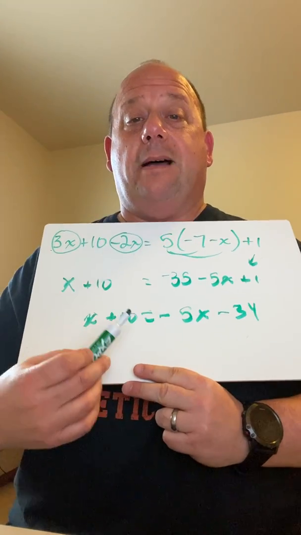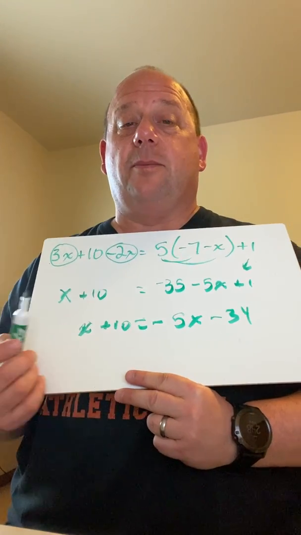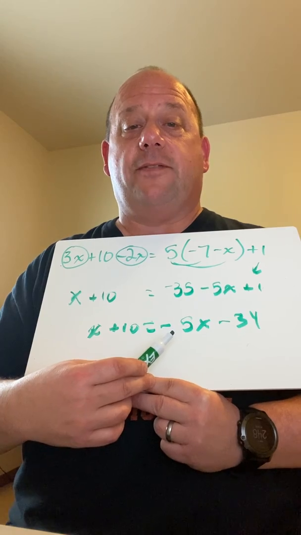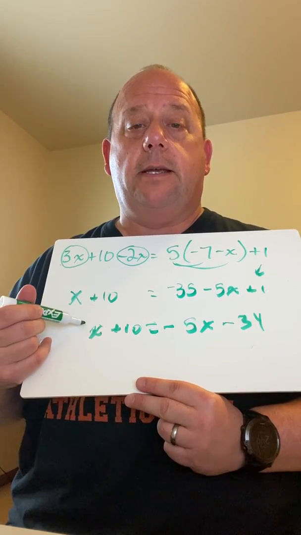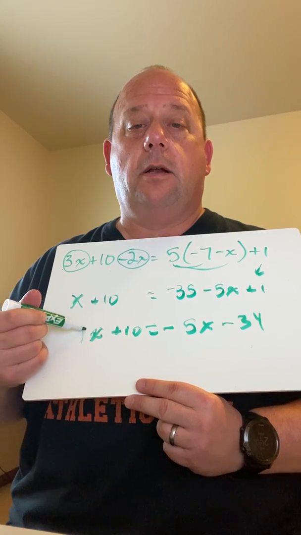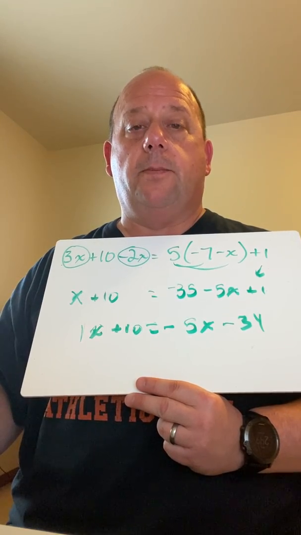Okay? Now I've got to bring the x's to one side, the numbers to the other. Being that this is a negative 5x, let's bring it over to here, make it a positive. Okay? And don't forget, if there's nothing there, there's a 1 out in front. So let's bring the 5x to the other side. Since it's negative, I'm going to add 5x to both sides. That cancels. Add 5x to both sides.